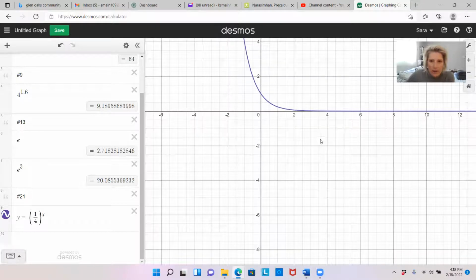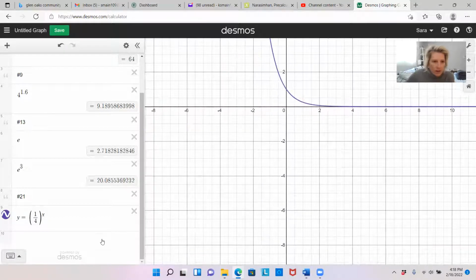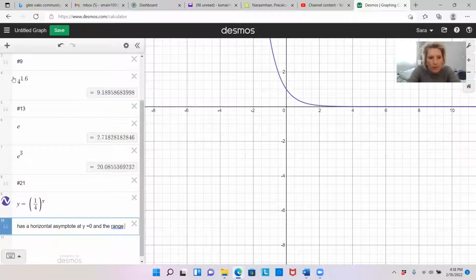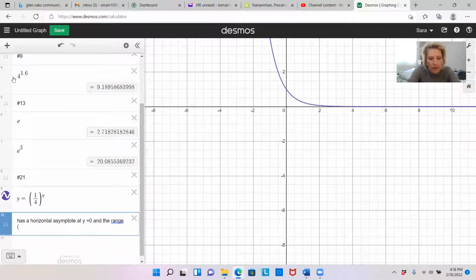So this particular function, let's just make some notes for ourselves here for 21. It has a horizontal asymptote at y equals 0. And the range, because we said that the domain for exponentials is all real numbers, but the range will never get to 0. So it's going to be 0 all the way to positive infinity. So how large can the y value go?